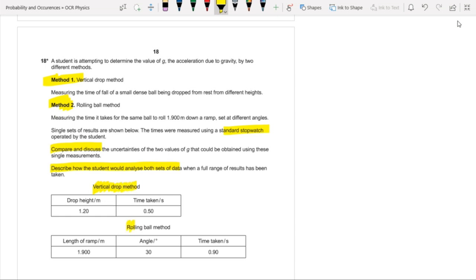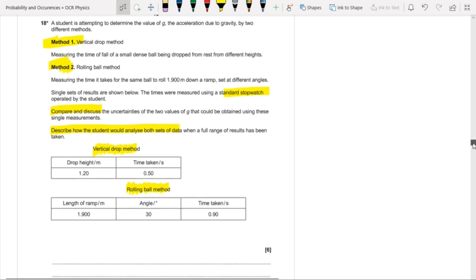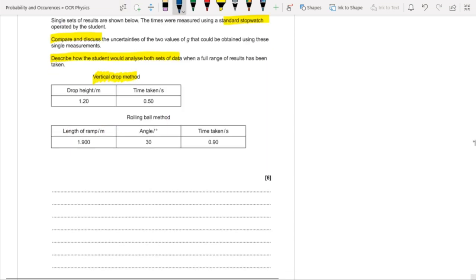All right. So the things asked of the students are the comparison and discussion on uncertainties, and how the data can be used to analyze for the value of g and the uncertainty in the final measurement. When answering these kinds of questions, it's very imperative that you read the questions carefully and thoroughly. All right, let's start with the discussion.